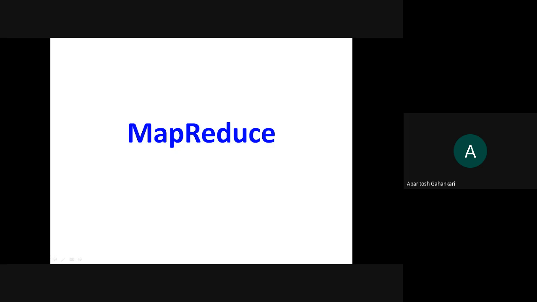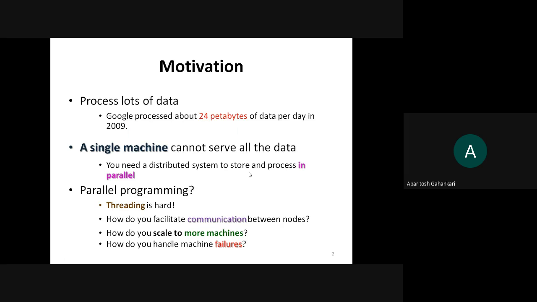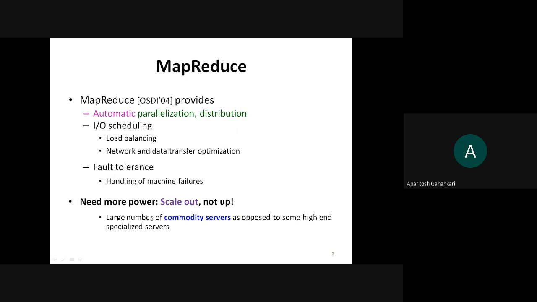We are going to start with MapReduce and how this architecture is going to help us analyze a really huge amount of data. This is the preliminary thing. That is why you require MapReduce: because a single machine cannot serve all the data, and that is why you need to go for parallel programming. That is the motivation behind it.